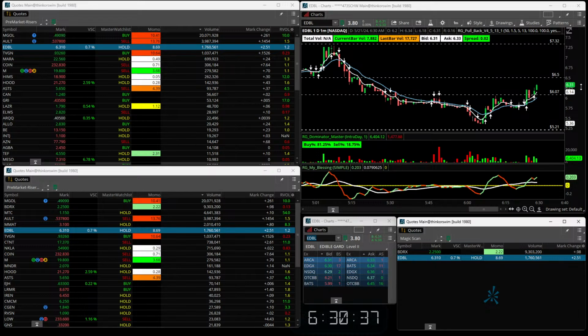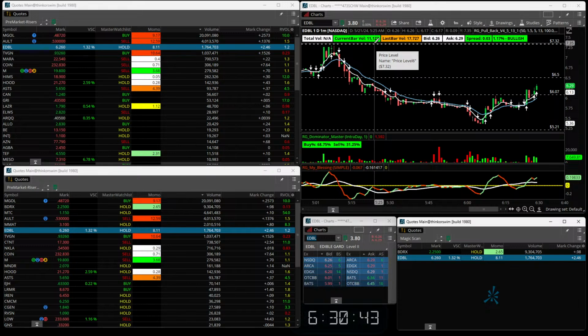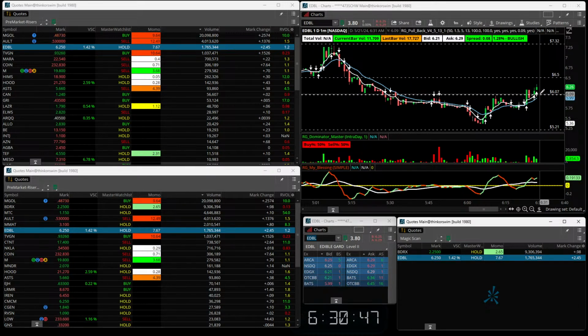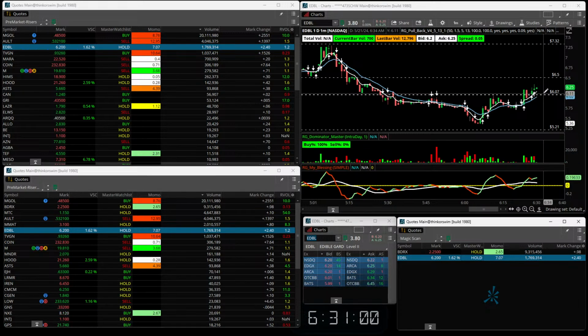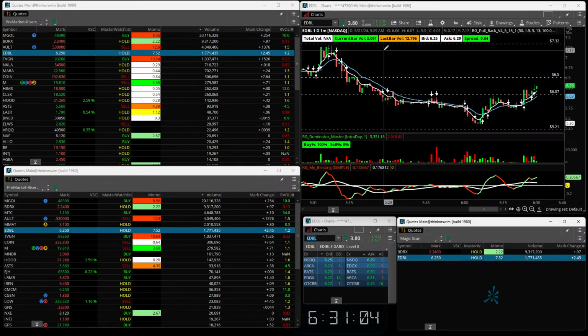EDBL making a small move upwards. Volume seems to be picking up slightly. We are coming off of a support level right here. But the volume is not very high. We need something the buyers and sellers are really attacking, and this number is just going crazy. That's the kind of trade we're looking for.